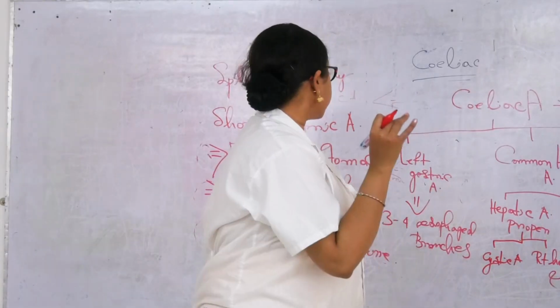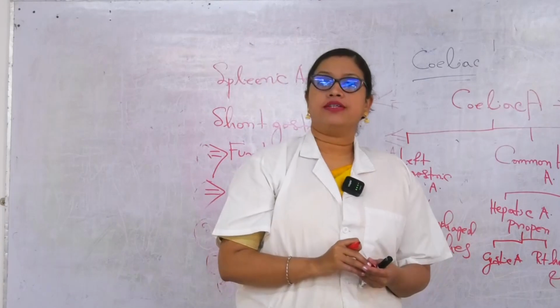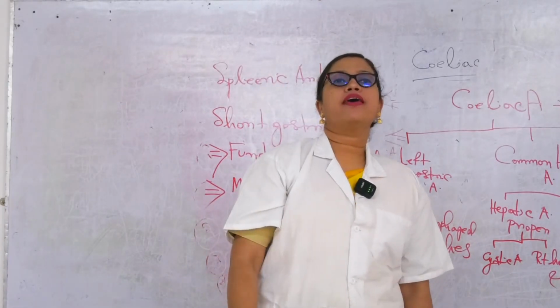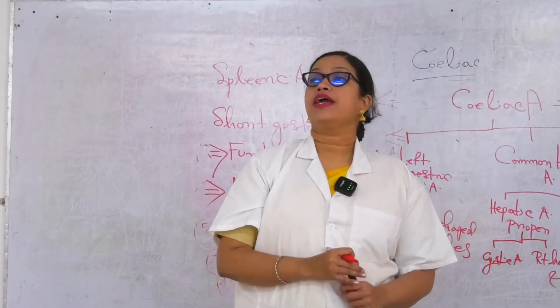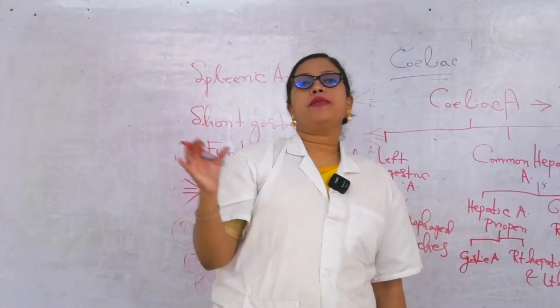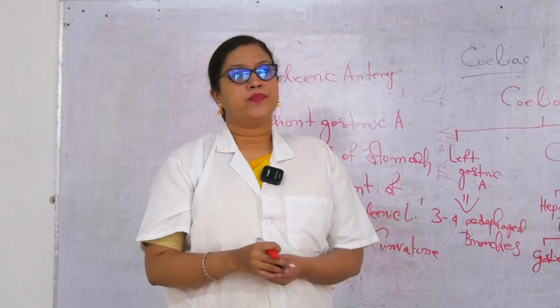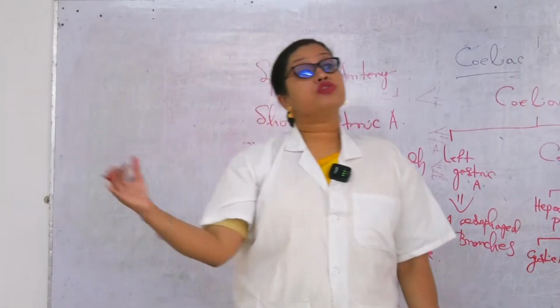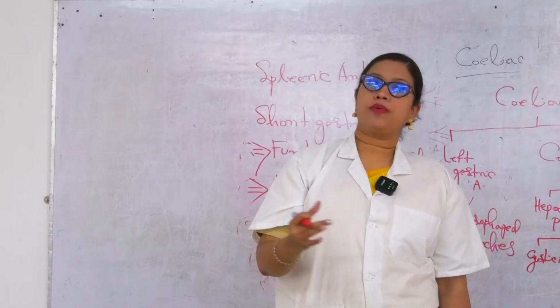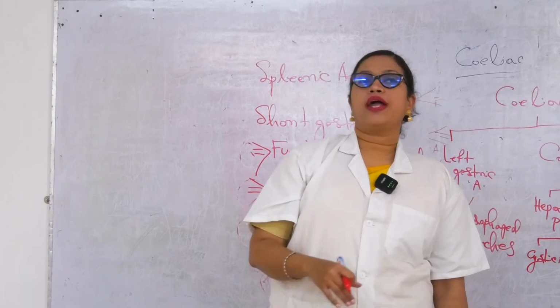So see, this is the short gastric artery. Okay, the next one we are having is the left gastroepiploic artery. So tell me about the left gastroepiploic artery, where will it supply? Anastomosis with the right gastroepiploic artery. Okay, so write it down.